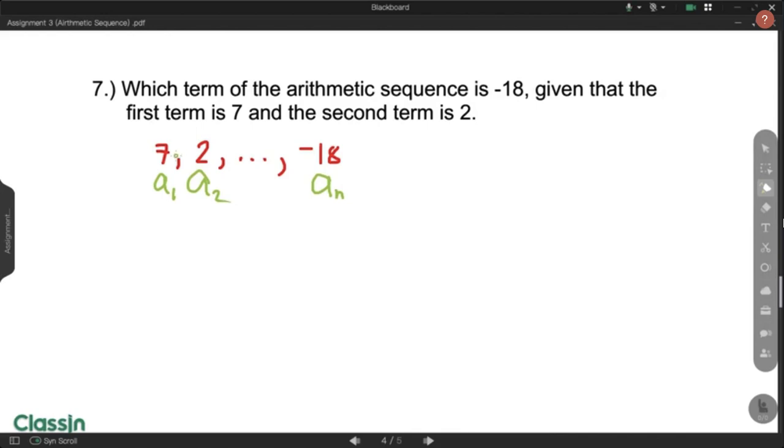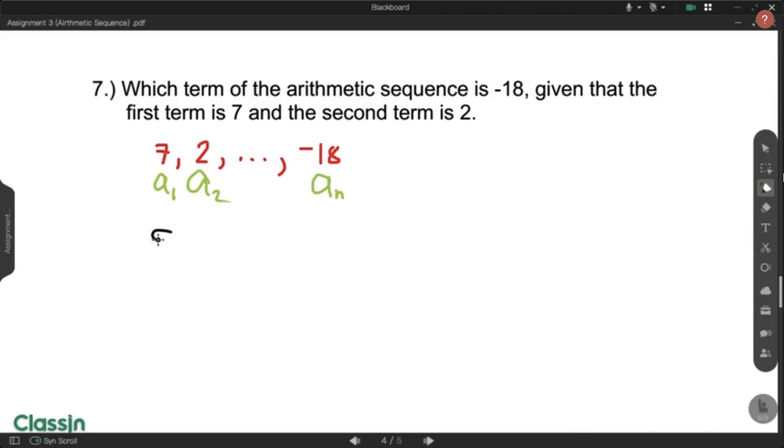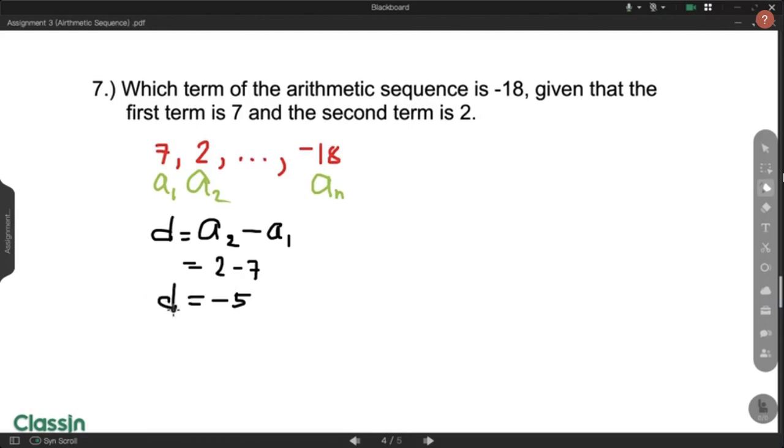We also don't know the number of terms yet, but we can find our D, our common difference. Remember, we can find our common difference using consecutive terms. That's a sub 2 minus a sub 1. D is equal to a sub 2 minus a sub 1. 2 minus 7. Negative 5. D is equal to negative 5.